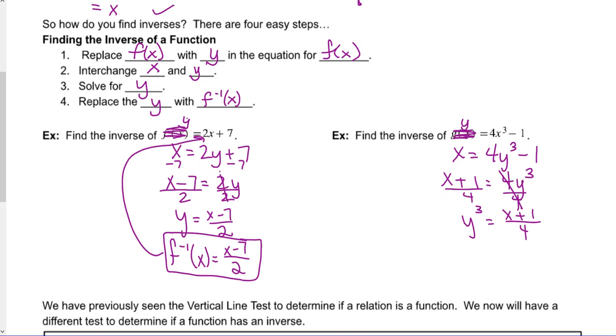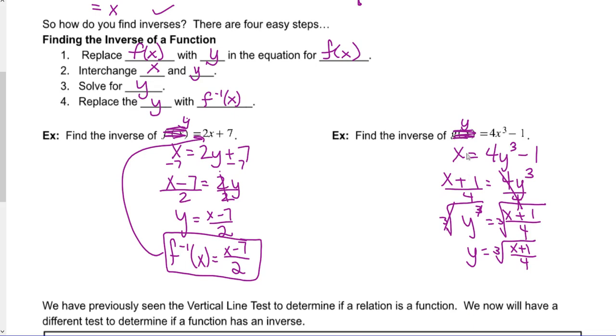Well, if we had a y squared or an x squared, we would square root both sides. When I have a cube, to undo a cube, that means we have to do the cube root function. So if I do the cube root of both sides, remember this power and that index are going to cancel themselves out, leaving me with y equal to the cube root of x plus 1 all over 4, and that right there is our inverse.